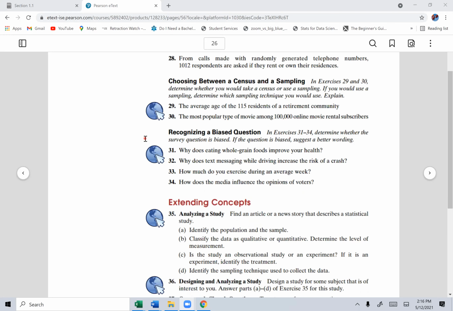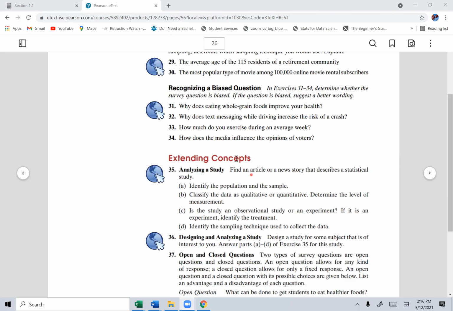All right, the last thing, guys, we're going to do is recognizing a biased question. How do you know if a question is biased or not? I'm going to read the question. If you think it's biased, tell me how you can reword this question and make it not biased. Why does eating whole grain foods improve your health?